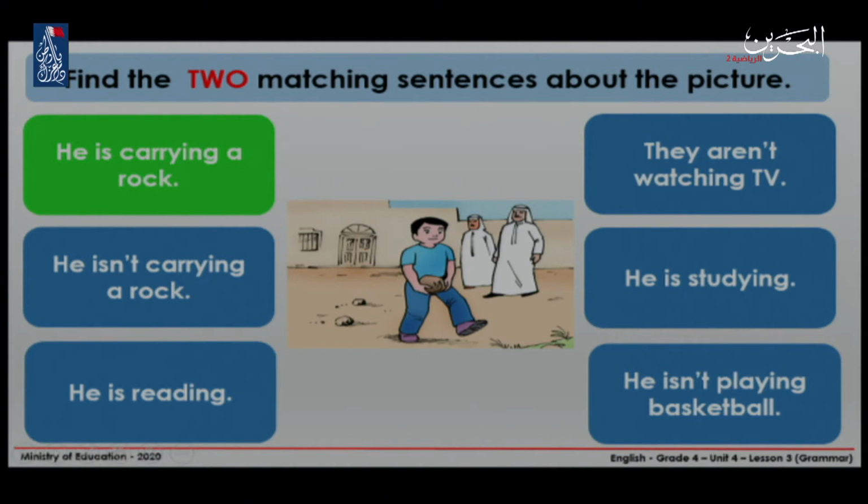Here we have the first sentence with not. He isn't carrying a rock. Is this sentence correct? No. So let's move on to the next sentence. They aren't watching TV. Now, do we use they aren't for only one boy? No. So let's see the next sentence. He isn't playing basketball. So, he is carrying a rock. He isn't playing basketball.